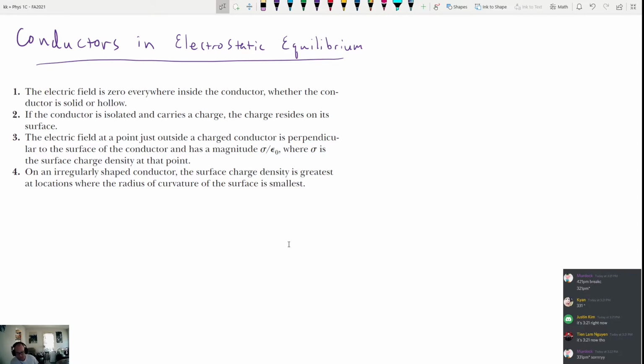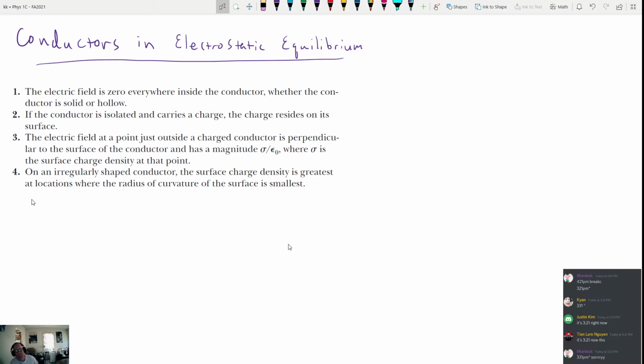We want to be able to prove that, number one, the electric field is zero everywhere inside the conductor, whether the conductor is solid or hollow. We'd also like to prove that if the conductor is isolated and carries charge, the charge is going to be on its surface. And then we want to prove that the electric field at a point just outside a charged conductor is perpendicular to the surface of the conductor and has a magnitude of sigma over epsilon naught, where sigma is the surface charge density at that point. I will prove all three of those. We'll talk about number 4, but I can't prove it until next week.